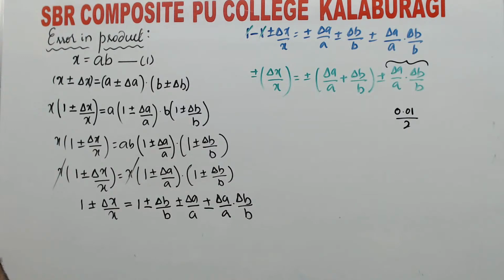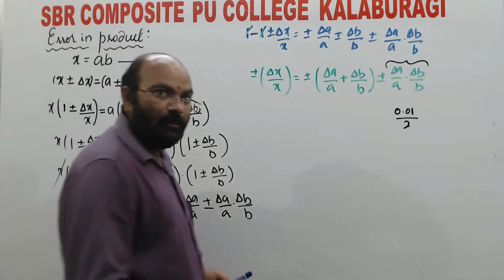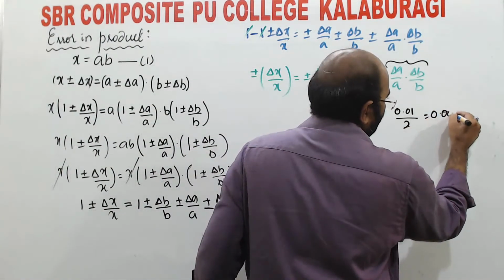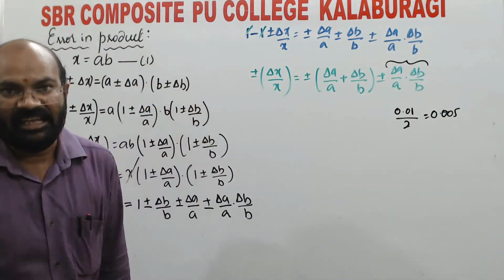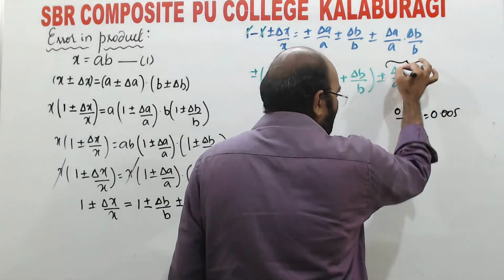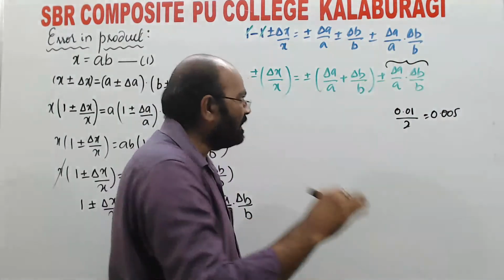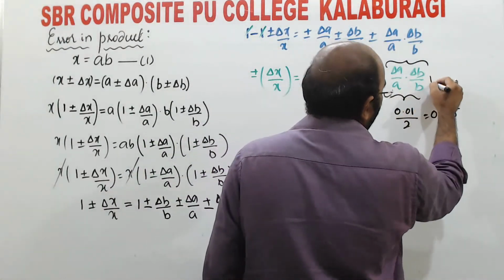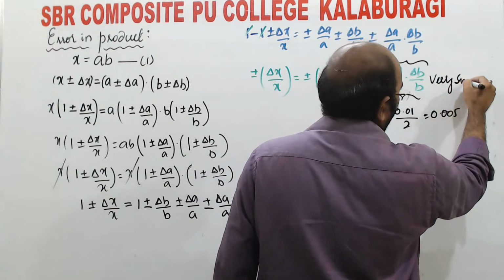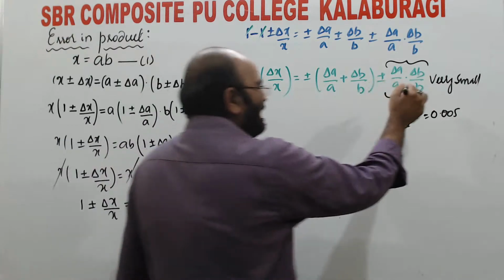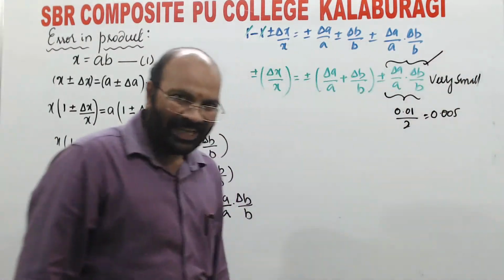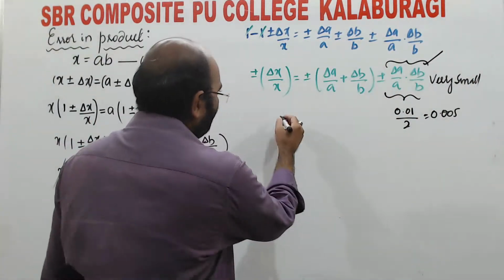0.01 divided by 2. What do you get now? Again 0.005. Is it a greater or smaller value we get there? Again a small value. Hence, this value becomes very, very small. Delta A and delta B, this value is very small. Because of the small value, we are neglecting these terms. Then what do we get now here?